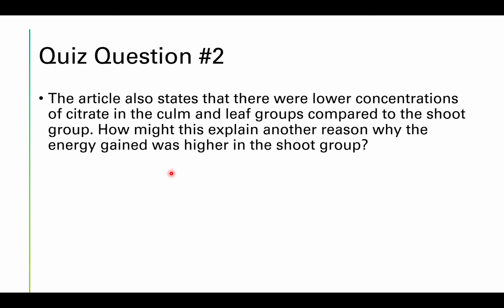So how might this explain why the energy gained was so much higher in the shoot group, which had a higher amount of citrate, while the other ones had a lower amount of citrate? How would this affect the TCA cycle?